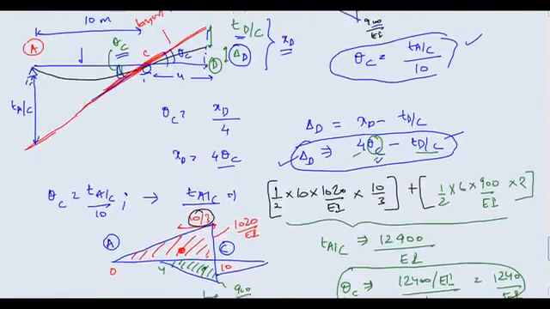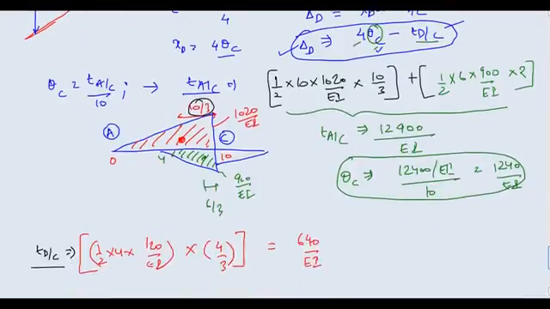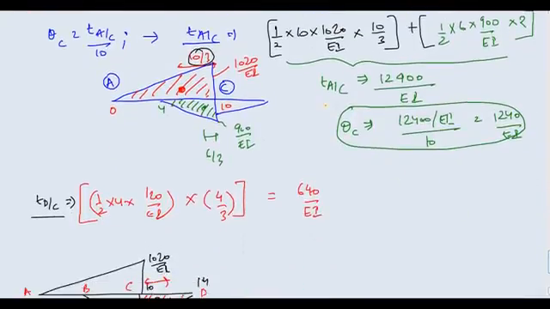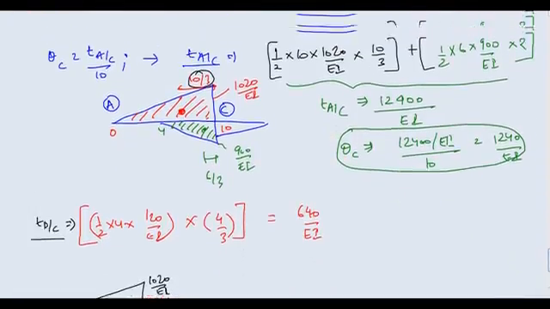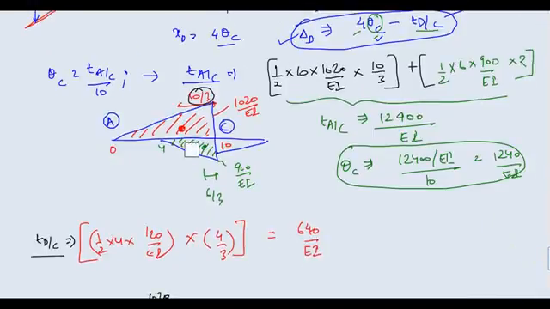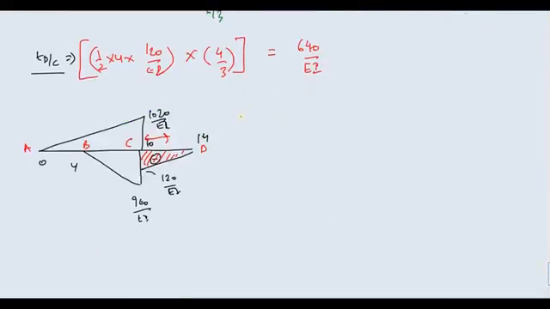Now, it is better that you use sign. If you don't use sign, you will make a mistake here, just like I have made a mistake here. This area was positive, so you have a plus here, but this area is negative. Be careful. This area was below, so this is negative, so use minus sign here. Don't make this mistake. This also will come out to be negative because this is below the axis. It is a negative area, so you will have minus 640 upon EI.